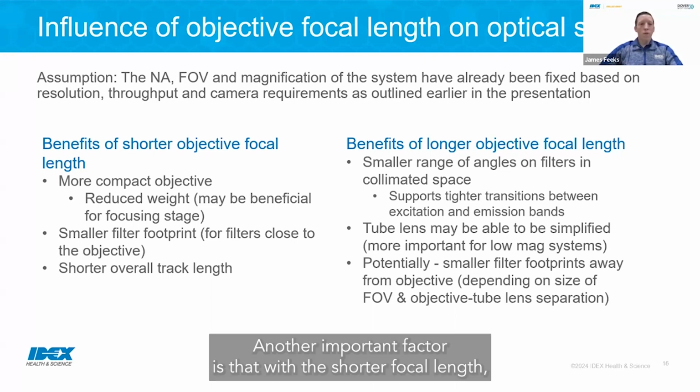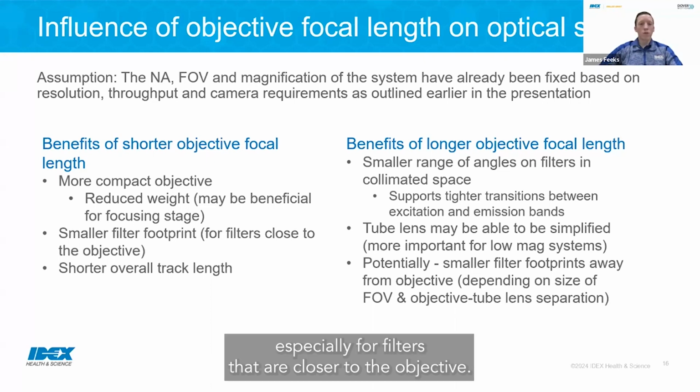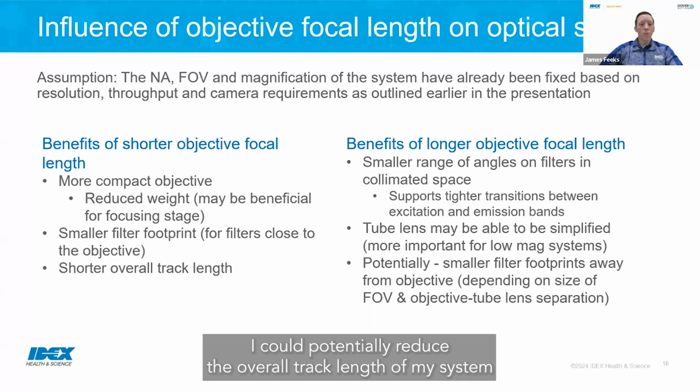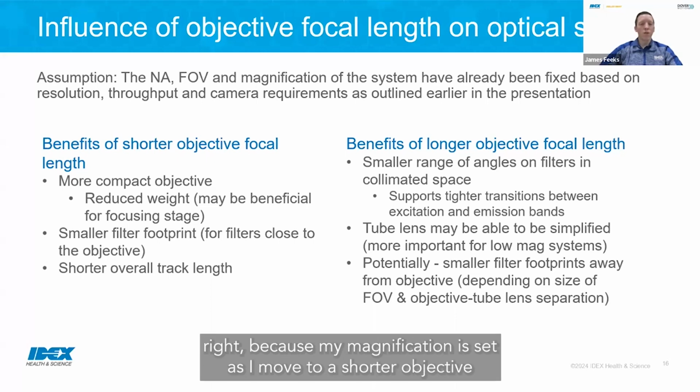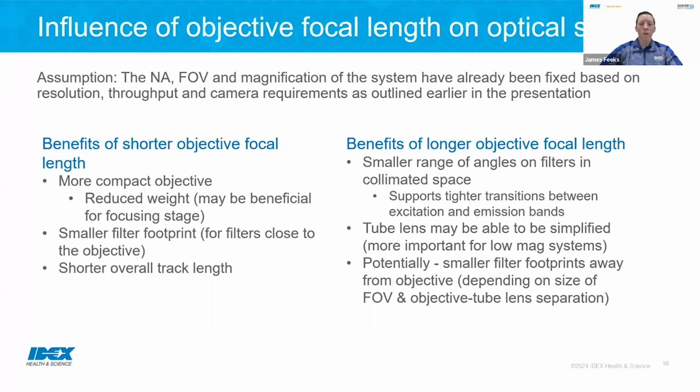Another important factor is that with the shorter focal length, I have a much smaller filter footprint, especially for filters that are close to the objective. I could potentially reduce the overall track length of my system, right? Because my magnification is set, as I move to a shorter objective focal length, my tube lens focal length will also be reduced and reduce the track length of my system.